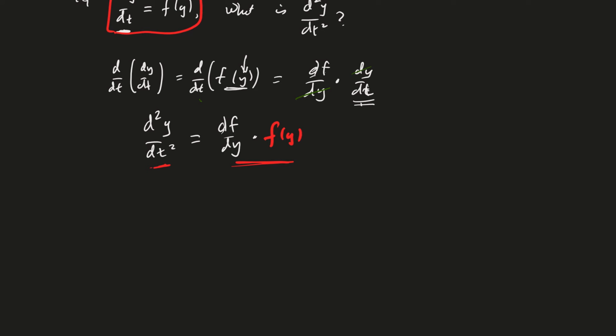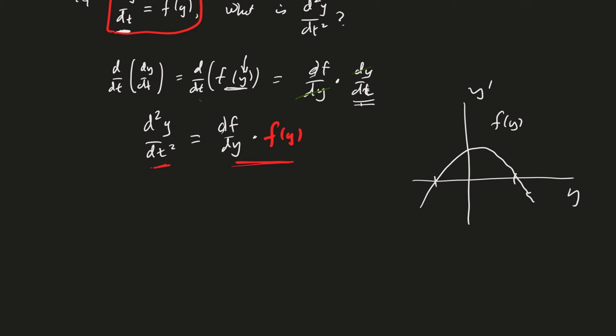So let's see what that means in terms of the y prime plane. Right, so let's do a simpler example. Here's our function f of y, and we have our two equilibrium solutions. We have that y is decreasing here, y is increasing here, all the way from here to here, and then y is decreasing afterwards.